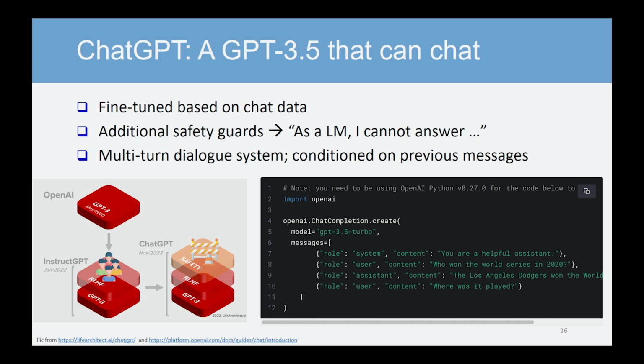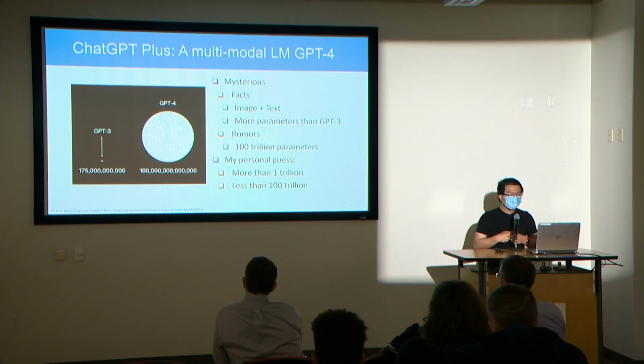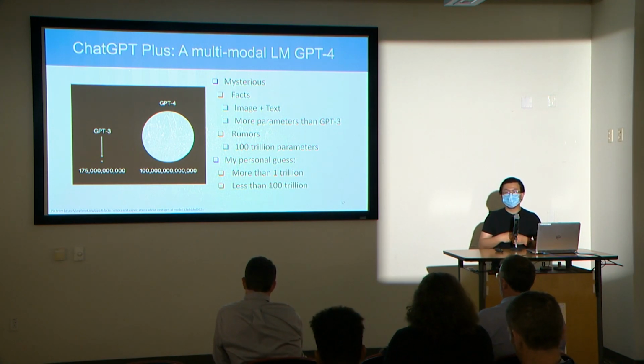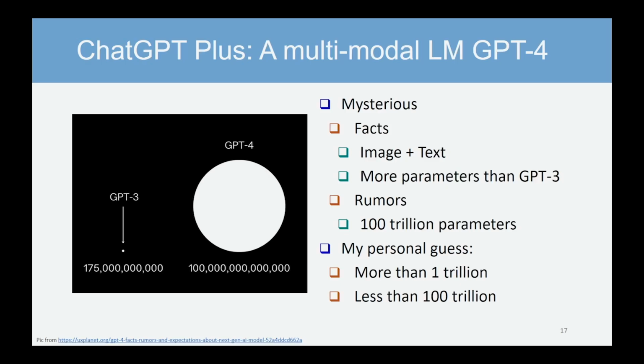So this is the general idea of how you can interact with ChatGPT. And if you pay $20 a month, you will have access to something called ChatGPT Plus. The back end of ChatGPT Plus is a multimodal language model called GPT-4. There's almost no public information about GPT-4. That's why people criticize OpenAI for becoming closed AI now.